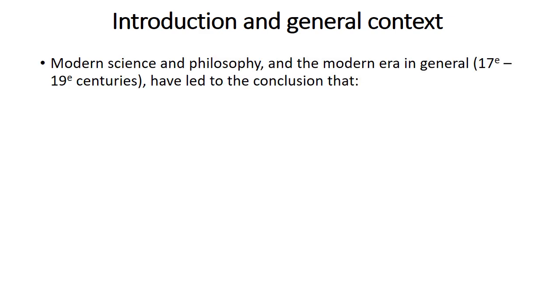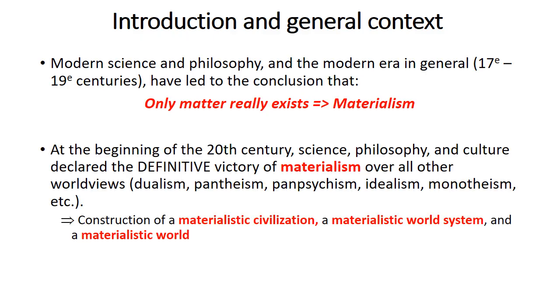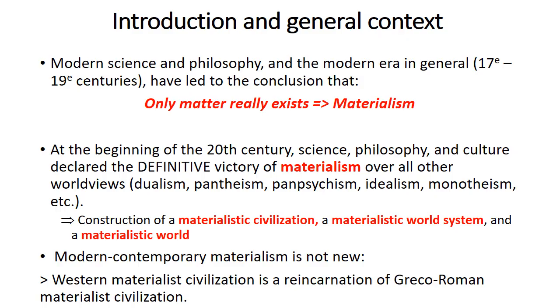It is important to note that modern science and philosophy, and the modern era in general, from the 17th to the 19th century and the beginning of the 20th century, led to the conclusion that only matter really exists. This is the foundation of materialism. At the beginning of the 20th century, science, philosophy, and culture declared the definitive victory of materialism over all other worldviews, namely dualism, pantheism, panpsychism, idealism, monotheism, etc. This domination of materialism led to the construction of a materialistic civilization, a materialistic world system, and a materialistic world in general. It should be emphasized that modern and contemporary materialism is not a new phenomenon. In fact, Western materialistic civilization is, in a sense, a reincarnation of Greco-Roman materialistic civilization.